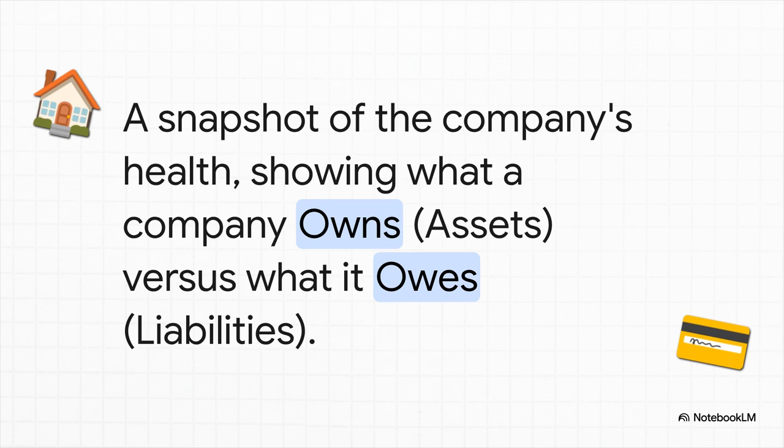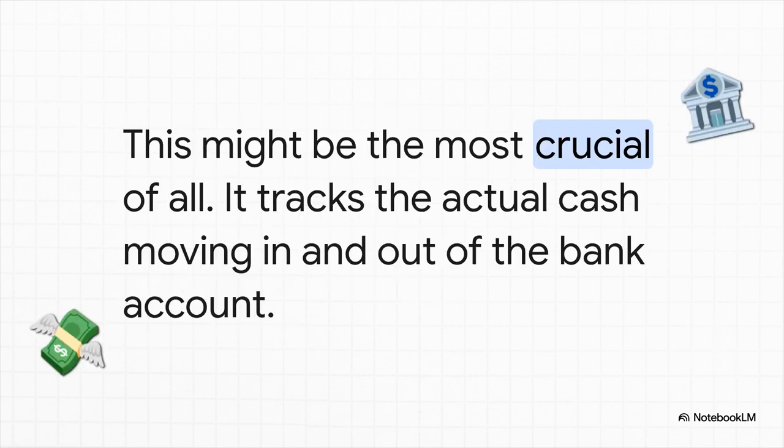Next, we have the balance sheet. This is different. It's like a financial snapshot taken on one specific day. It has to balance what a company owns, we call those assets, like cash or equipment, against everything it owes, which are its liabilities, like loans. And that profit we just found on the income statement, it flows right onto the balance sheet, increasing the company's overall value.